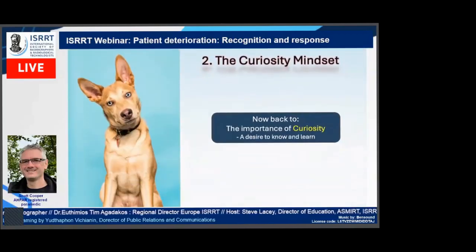So let's get back to the curiosity mindset now and the importance of that. We're going to look at a couple of case studies and basically we've got two different approaches. The first one will be a closed mind approach, and then the second one will be a curiosity approach.